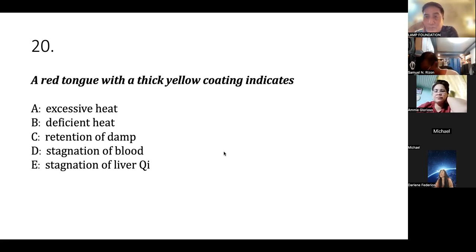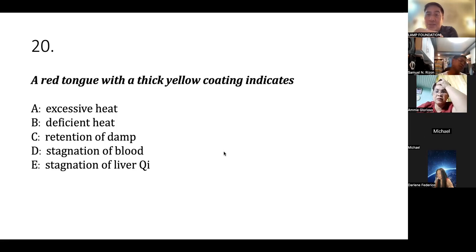What about retention of damp? What color, Doc? Ano yung keyword kanina? Yellow coating. Sticky. Pag yellow coating, sticky. Actually, wait lang ha, hindi siya yellow, pwede din siyang white. Damp lang, hindi damp heat. Whitish pag damp cold, sticky white coating. Pag damp heat, sticky yellow.